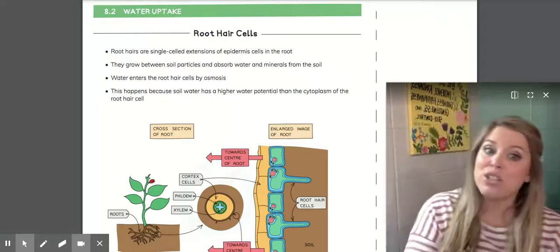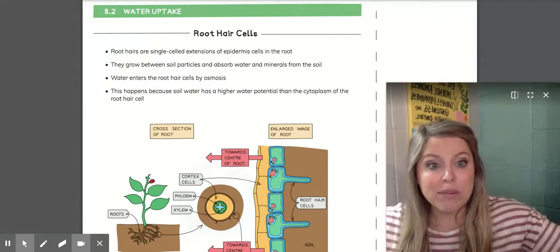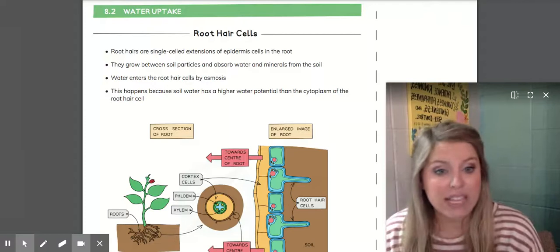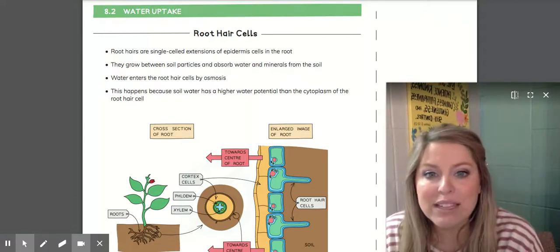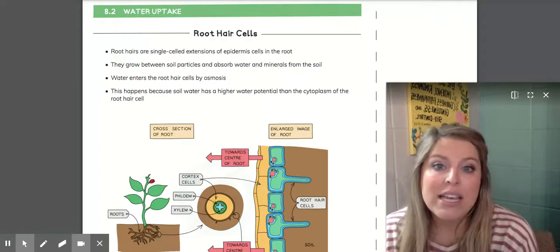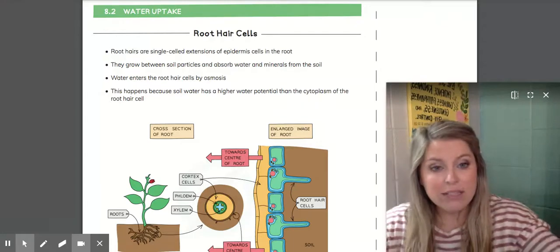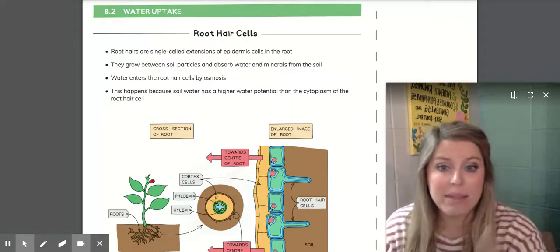So think back to your unit on unit 3 with osmosis, where we have too much water in the soil and not enough water in the plant. That water is going to move into the plant and be absorbed to be used by the plant. So that's what it means when you see in this note here about the higher water potential than the cytoplasm of the root hair cell. So if there's more water in the soil, it's going to move where there's less water. If that area is less water in the plant, it's coming into the plant.